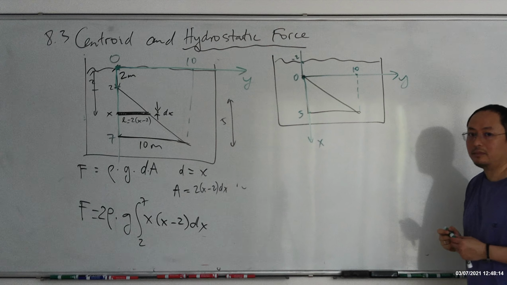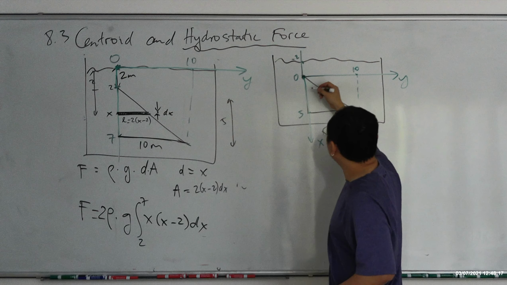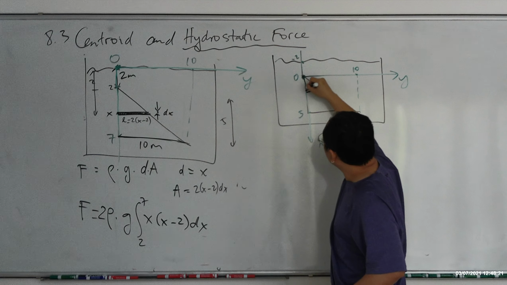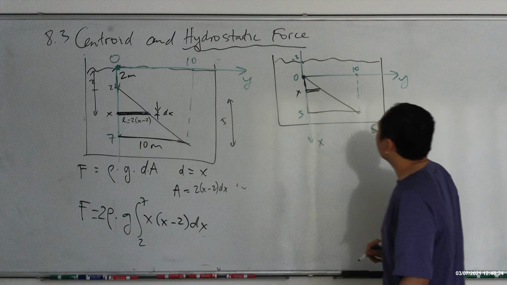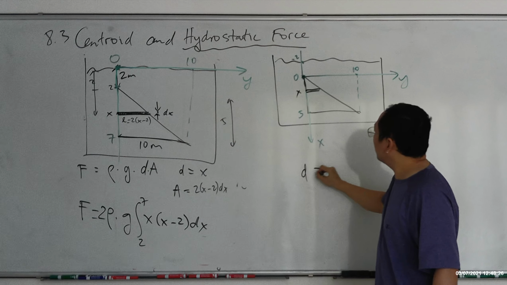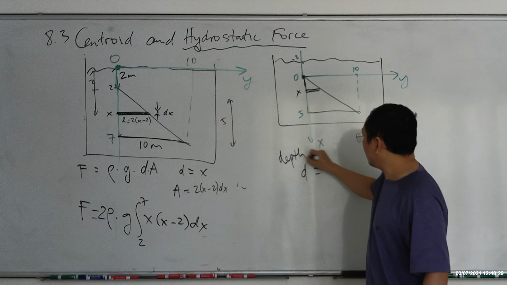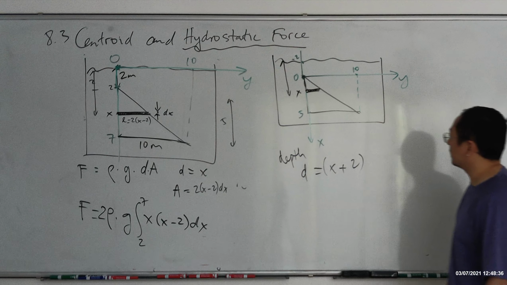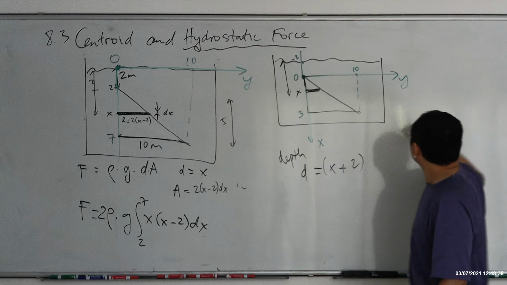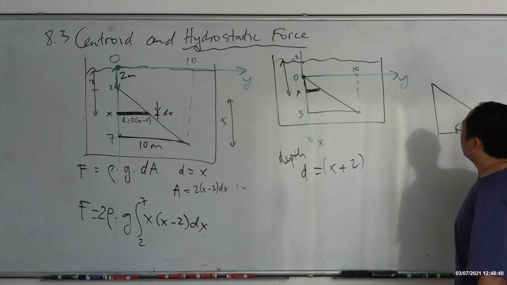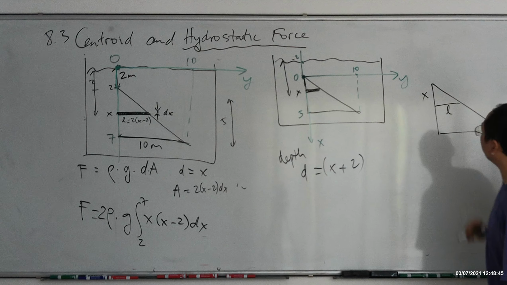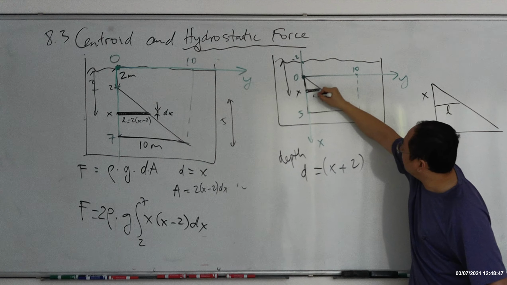Same idea. We have to chop it up into many little bars. So x is that much. The depth is not x anymore. That's going to be x plus 2, because the depth is the distance from the bar all the way to the surface of the water. It's x plus 2. But in my triangle now, x is from here to here, right? So if this is x, this is the length L, that little bar right here.